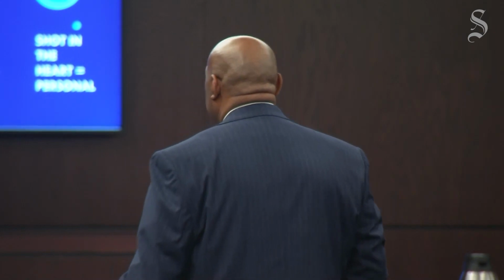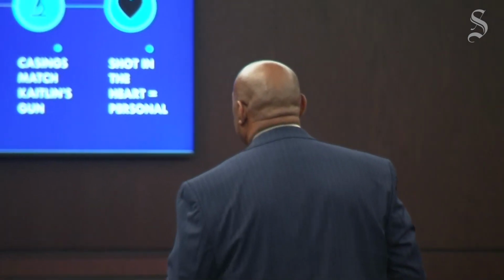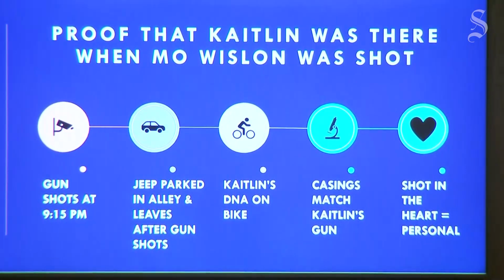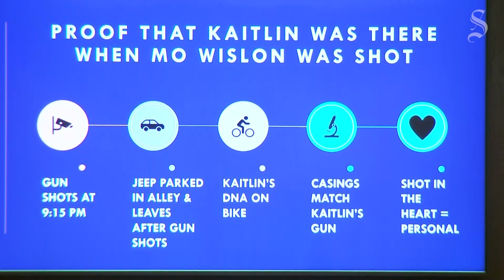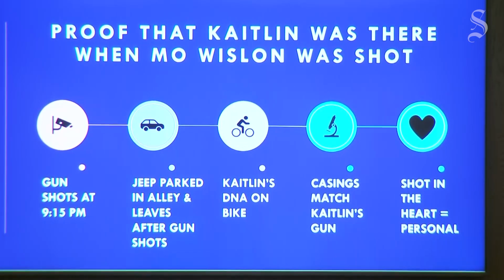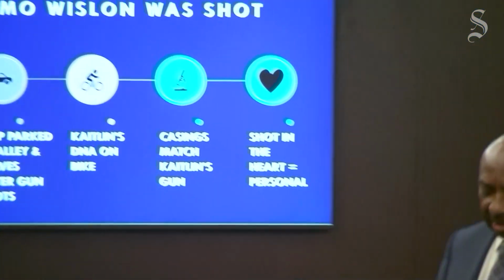And the DNA on the bike puts her at the scene. Proof that Kaitlin was there when Mo Wilson was shot. Gunshots at 9:15. Jeep parked in the alley, leaves after the gunshots. Kaitlin's DNA on the bike. Shell casings that matched the gun. And like Detective Ramirez said, it was personal. So she shot her in the heart after she's all on the ground based on the exit of that bullet.